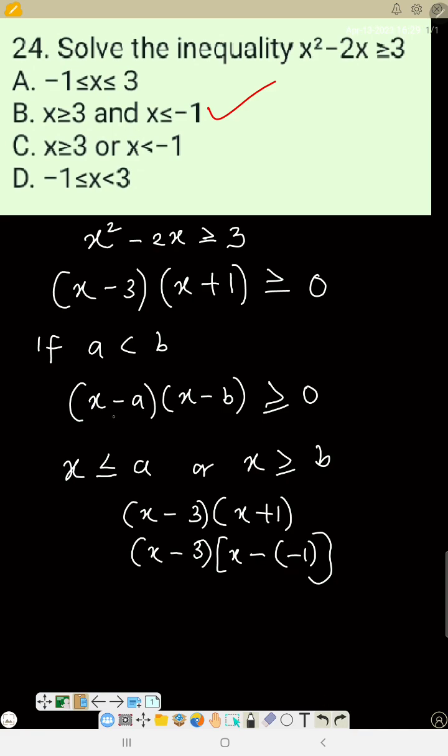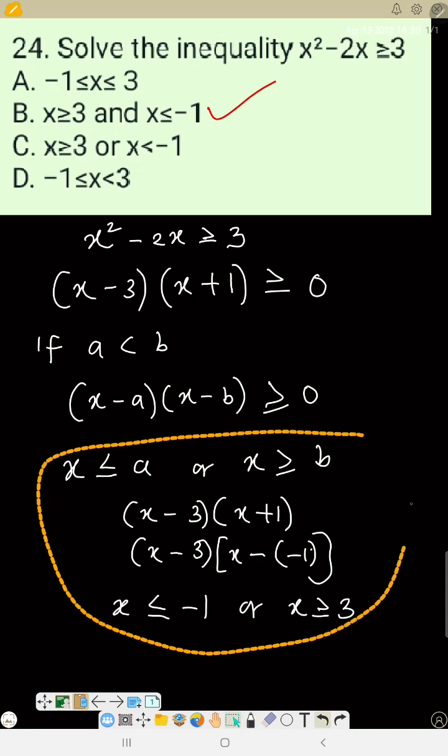So if you compare with this bracket, it means this one is less than this. That means minus 1 is less than 3. My answer will just be s is less than or equal to minus 1, or s is greater than or equal to 3. Direct, without even doing anything there. So that is just a short method instead of using the inequalities to explain.